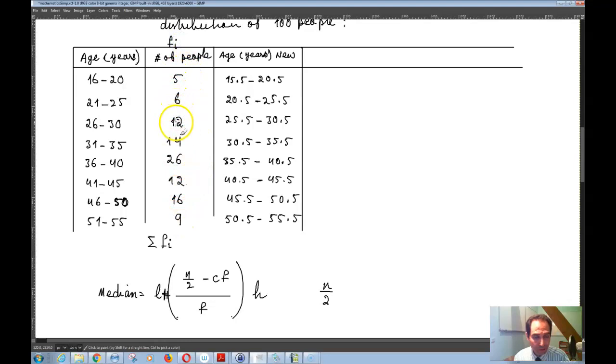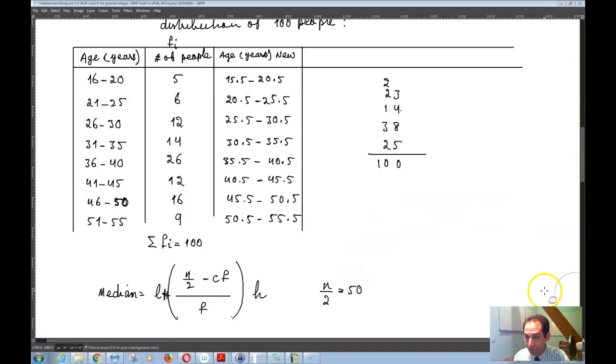So sigma f of i is equal to 5 plus 6 plus 12 plus 14 plus 26 plus 12 plus 16 plus 9, which is equal to 100. And we had, of course, 100 people. So n divided by 2 is equal to 50.